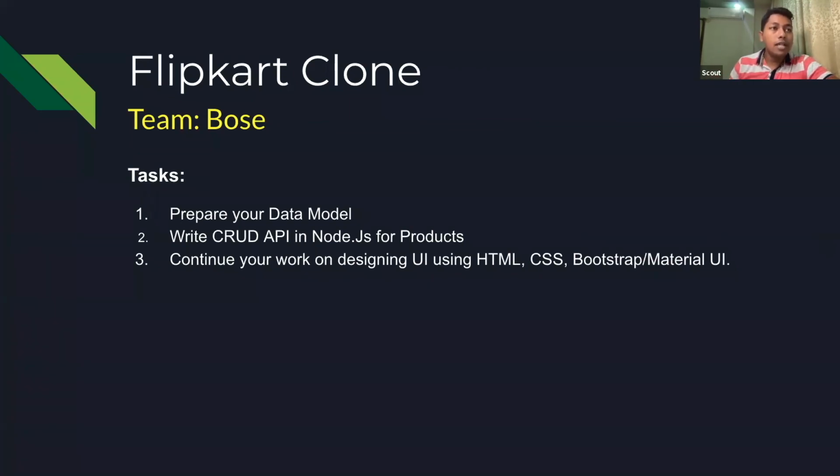Okay, so once that part is done, second is that I have shown all of you how to create a new Node.js application and how to create your first API, right? So write your CRUD API, meaning the create, read, update, delete API for products. Fine. Third thing is that you continue your work on designing the UI phase with basic HTML, CSS, JavaScript.